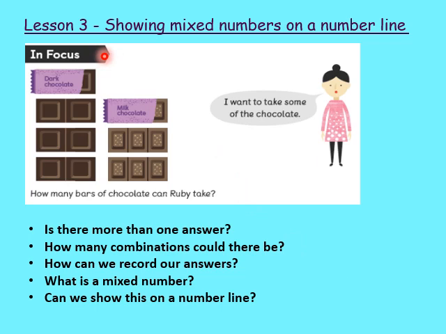Let's have a think about the dark chocolate. What if she didn't take it all? How much could she take? It looks like the dark chocolate bars are split into two equal parts. What about the milk chocolate? Again, how much could she take? It looks like these are split into three equal parts. Have a think about your answers and how you will represent them, and we will look at some solutions together.